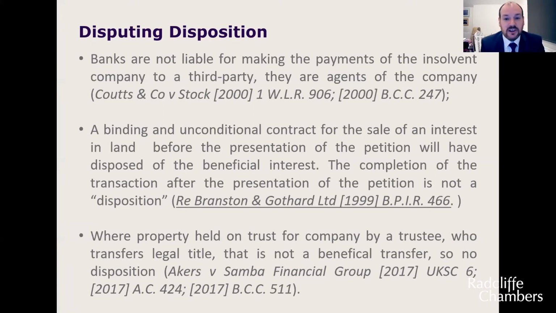Here's an interesting one. A binding and unconditional contract for the sale of an interest in land. As some or many of you might know, the actual equitable interest might pass earlier than the final completion of the sale. So under those circumstances, where you have a binding and unconditional contract for sale for an interest in land and the equitable interest has already passed before the relevant time, even if the final completion occurs during the relevant time, the equitable interest will have already passed. So there is no disposition which can be attacked. And this kind of goes back to what we talked about in Akers and Samba in trustees. You look to see whether there's a beneficial interest in property which has gone back and forth between the parties.